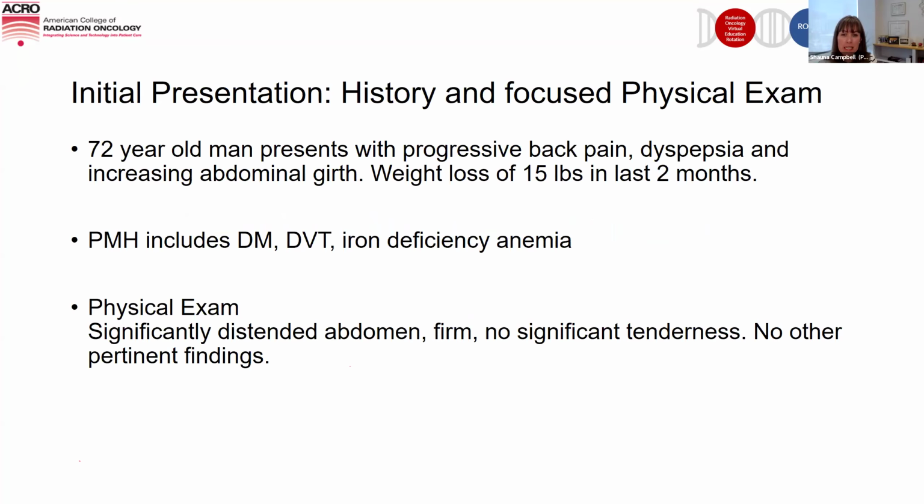So what we're going to talk about today is the case of a 72-year-old man who presented with progressive back pain, dyspepsia, and increasing abdominal girth. He also had about a 15-pound weight loss in the last 2 months. Past medical history, he does have diabetes, a history of a DVT, unprovoked, unknown cause, that was 2 years prior, and also iron deficiency anemia found on recent labs.